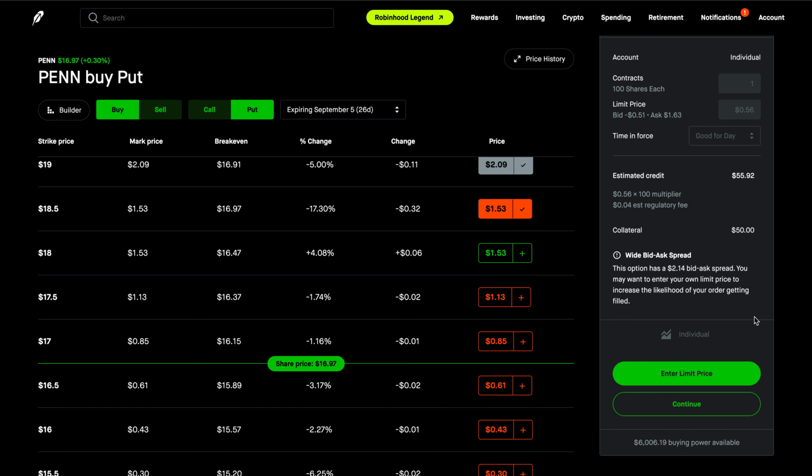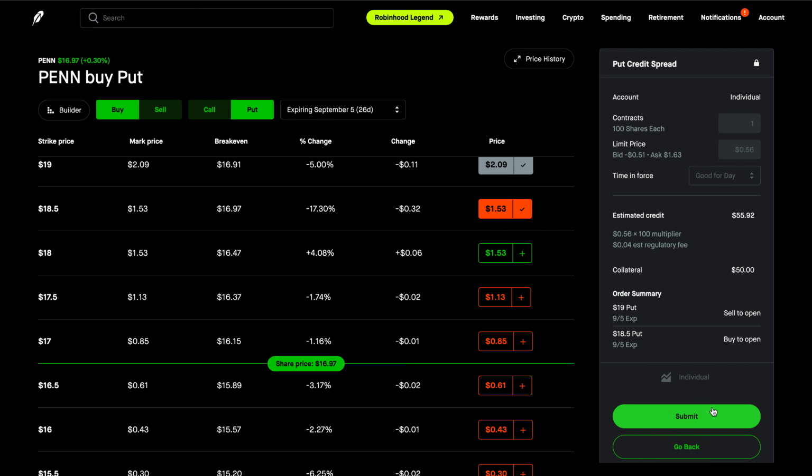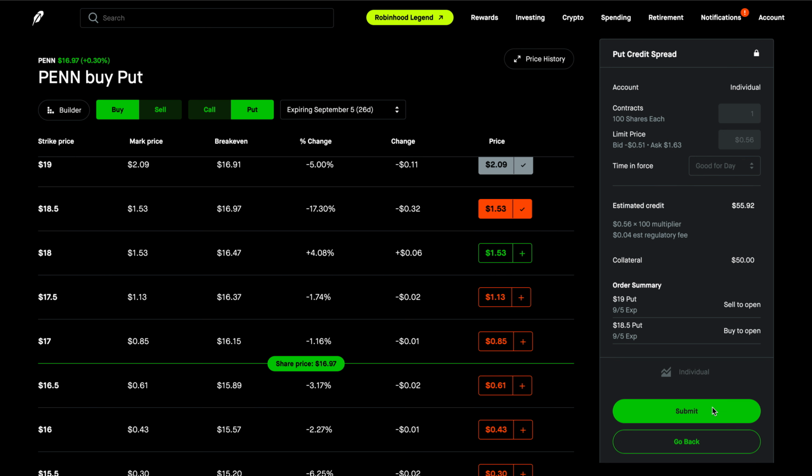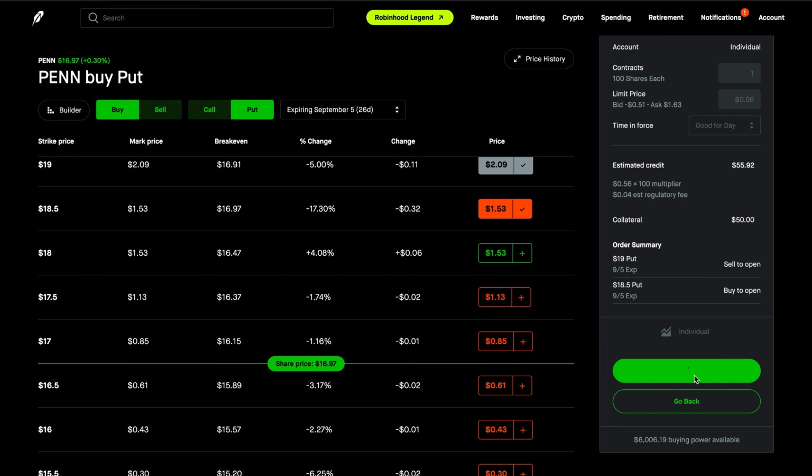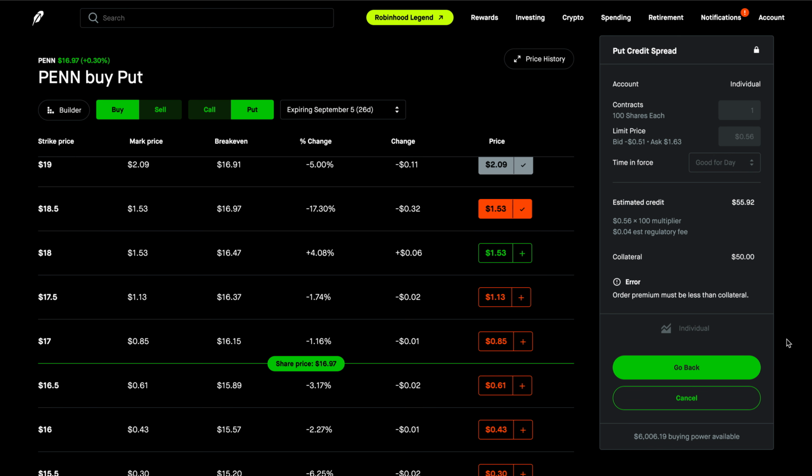And then it's asking me about entering a limit price. So I'm just going to click continue here. And let's go ahead and try to submit this. Let's see what happens here. So notice what just happened. Did it let me submit this trade? No, it did not. What does it say? It gives me an error. Order premium must be less than collateral. So Robinhood knows that the credit that I'm receiving needs to be less than the collateral I am putting up. Otherwise, it would be a risk-free option strategy.